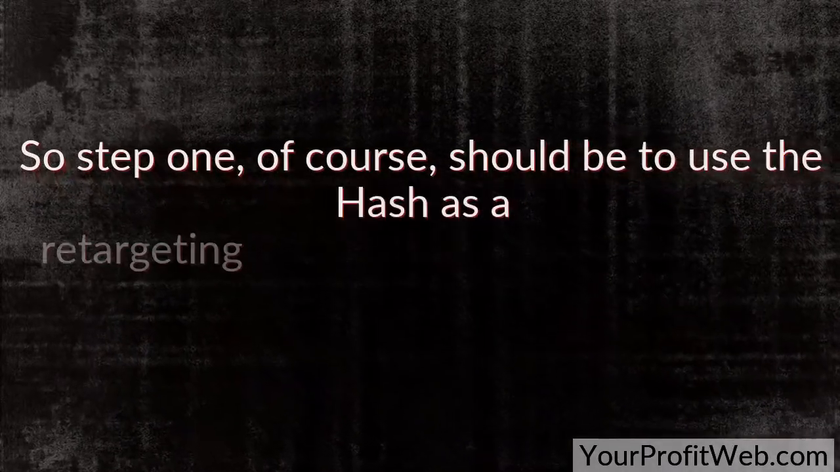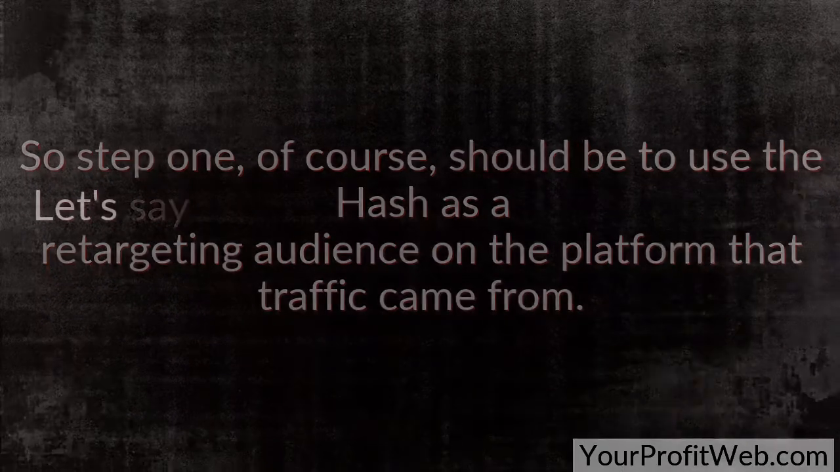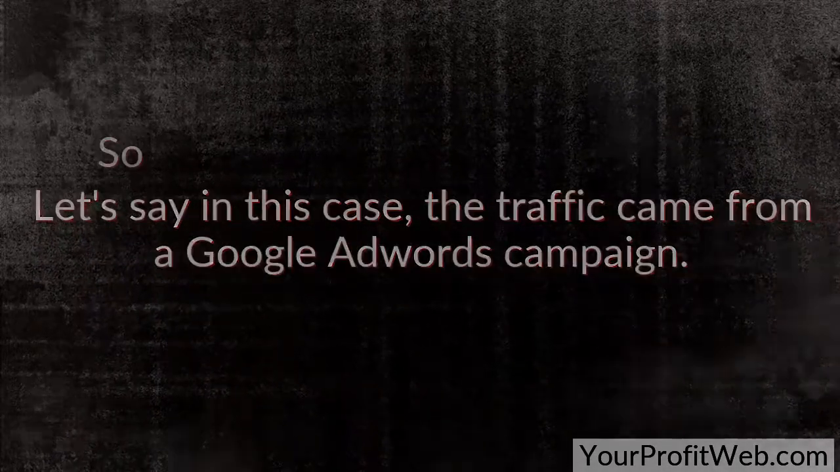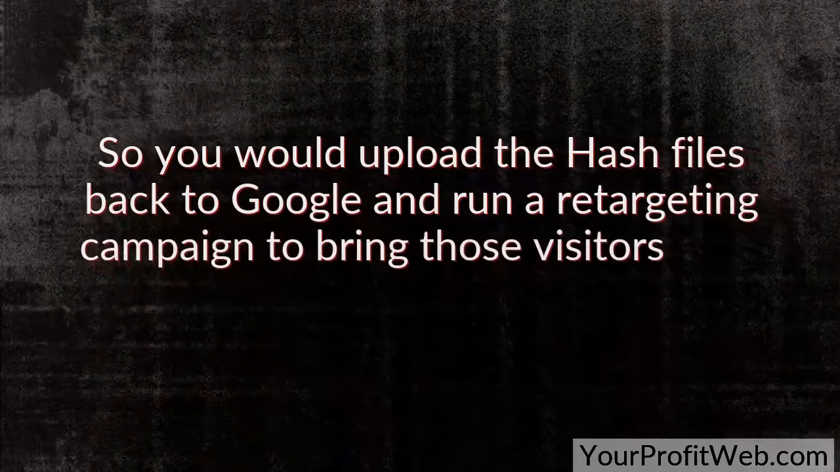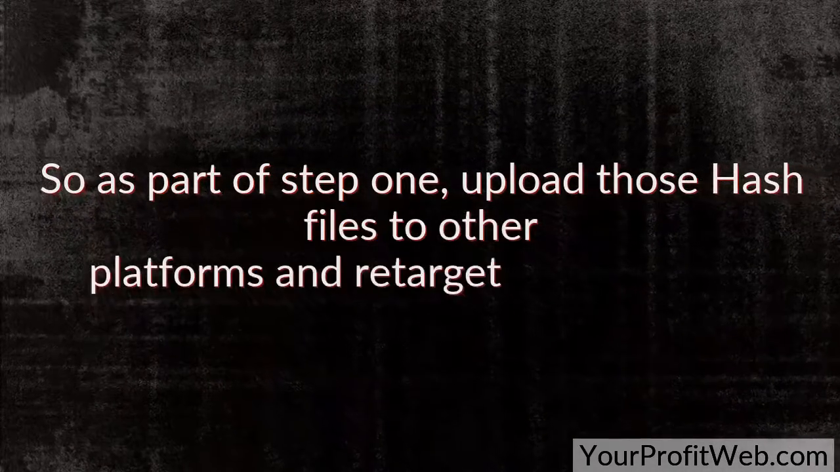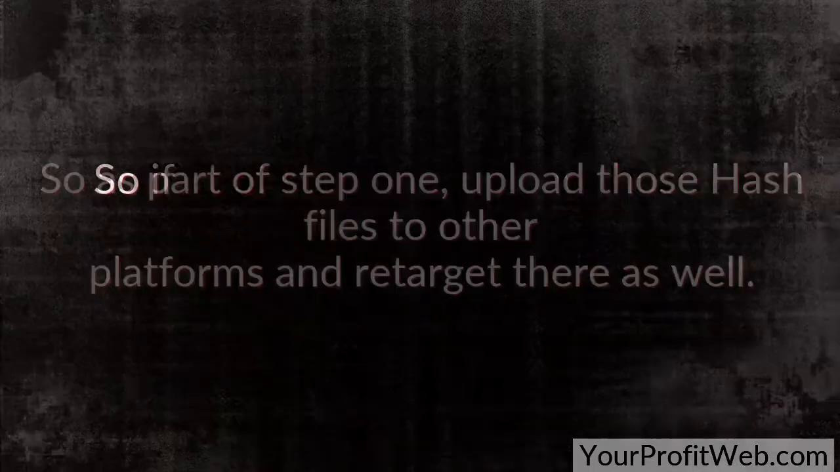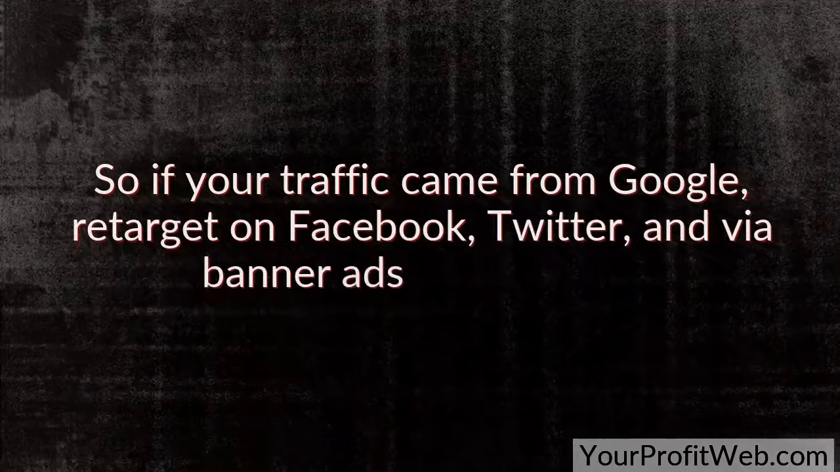So step 1, of course, should be to use the hash as a retargeting audience on the platform that traffic came from. Let's say in this case, the traffic came from a Google AdWords campaign. So you would upload the hash files back to Google and run a retargeting campaign to bring those visitors back to you. But remember, you own and control the hash. So as part of step 1, upload those hash files to other platforms and retarget there as well. So if your traffic came from Google, retarget on Facebook, Twitter, and via banner ads, for example.